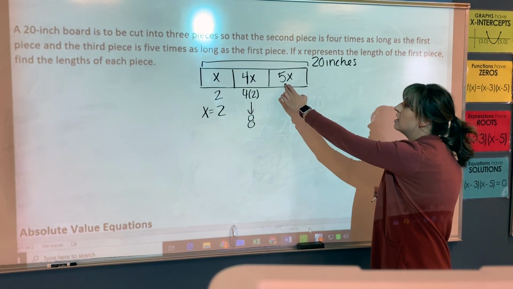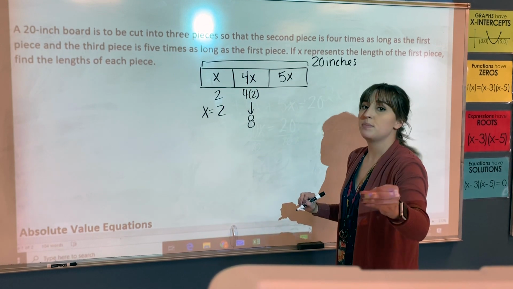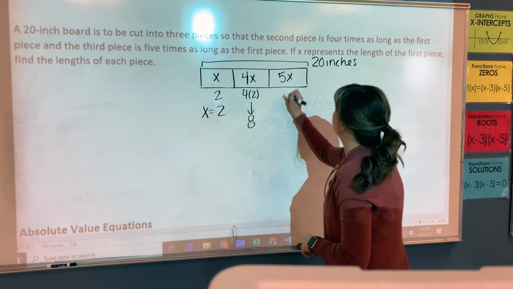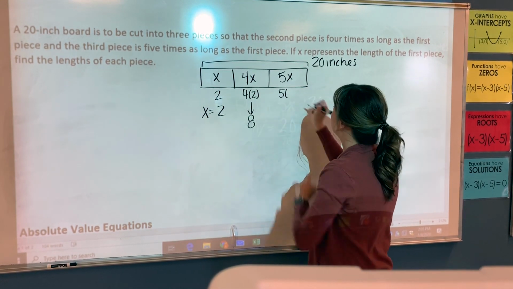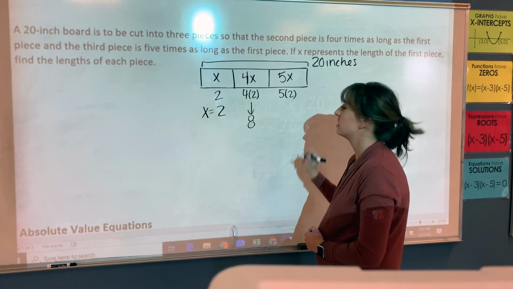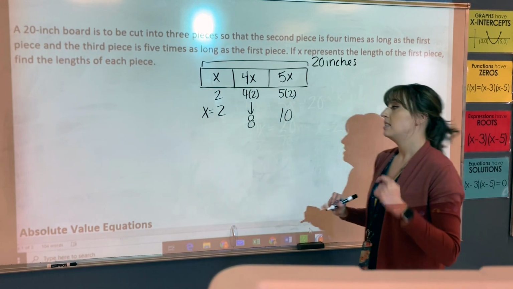The third piece is 5 times longer than the first piece. We already know the first piece is 2, so we're going to do the exact same thing we did with the second piece and multiply the 2 numbers together, and that's going to be 10.